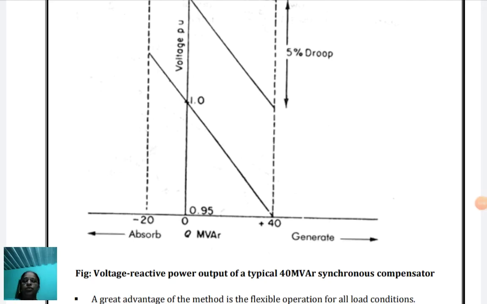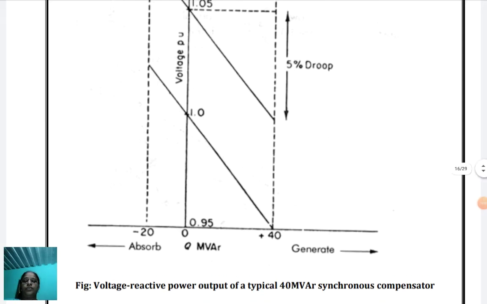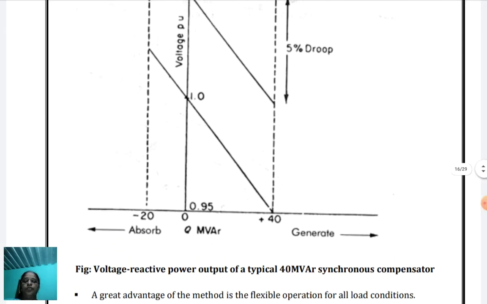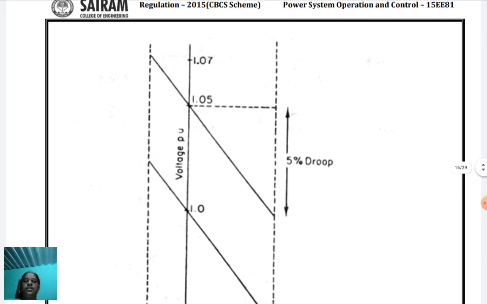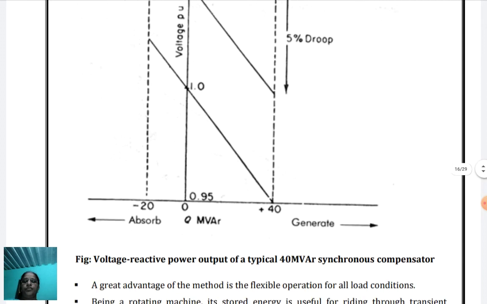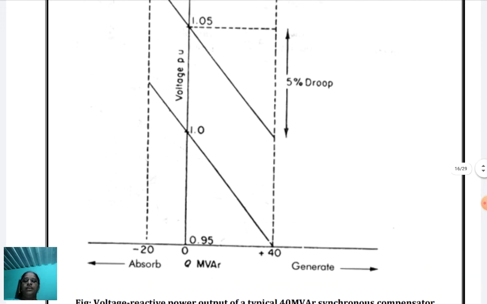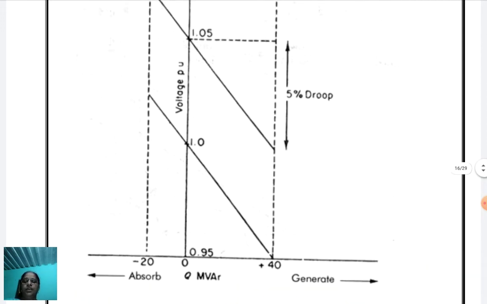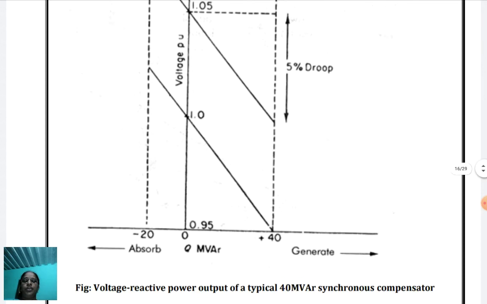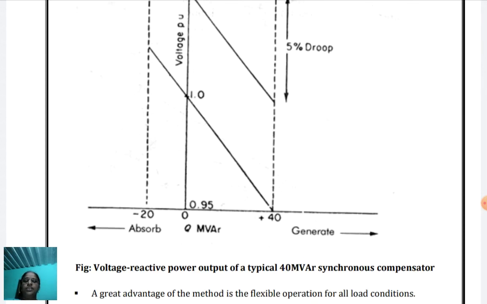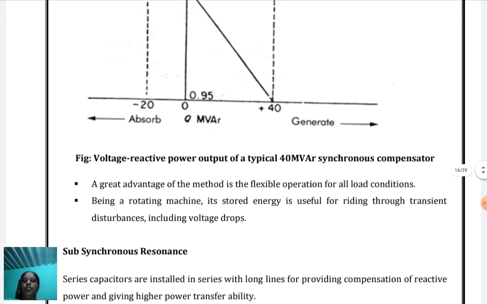So now this is the reactive power output of the synchronous compensator for 40 megavolt ampere reactive only. Just see the diagram for your reference purpose only. You see 0 to 40: on the left hand side it absorbs the reactive power, and on the right hand side it generates the reactive power. From the diagram you can easily understand that the synchronous compensator can be used to both absorb and generate the reactive power only.